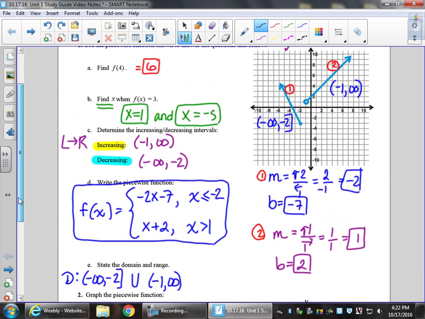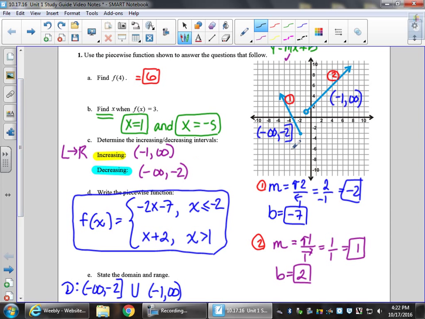Let's talk about the range. I have no arrows pointing down. So that's one thing to check for. That's the first thing I looked at. Do I have any arrows pointing down? I do not. So I definitely will have a restriction coming in from the bottom here at -3.